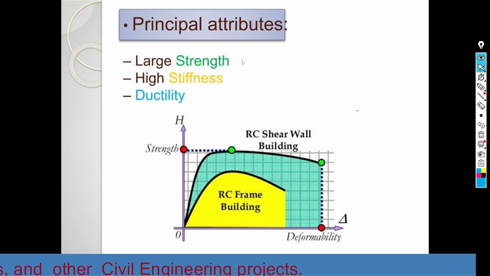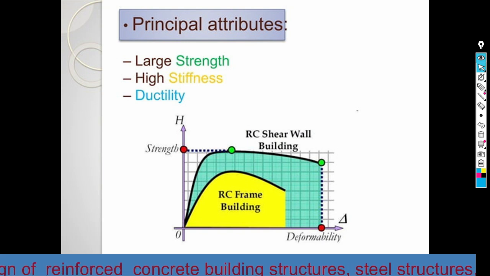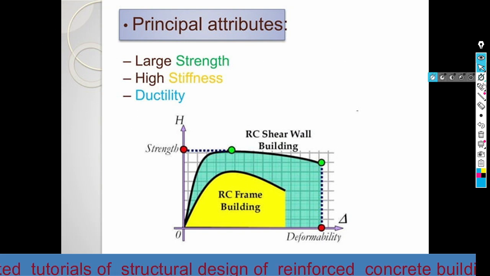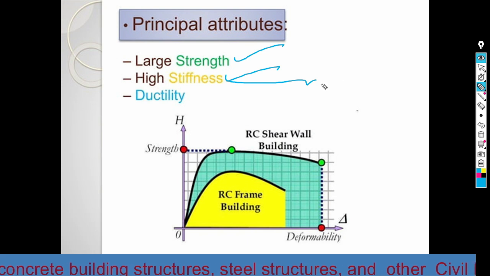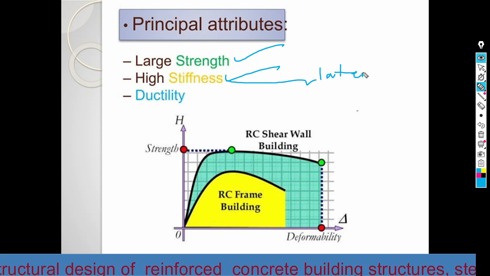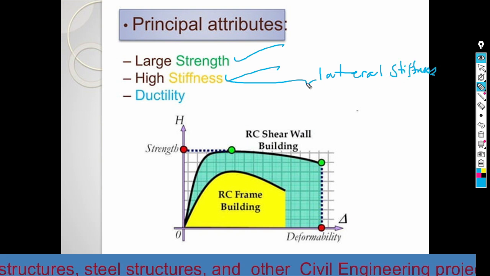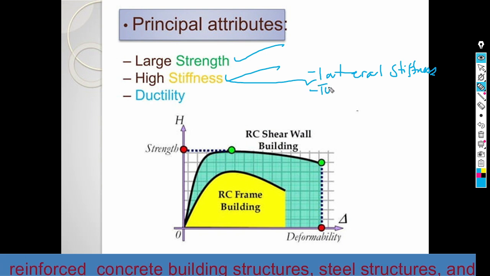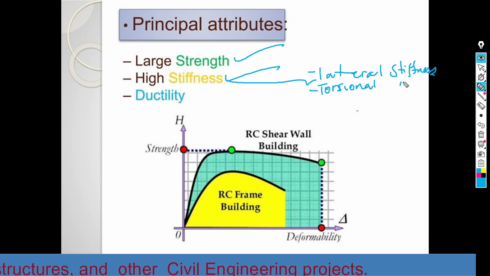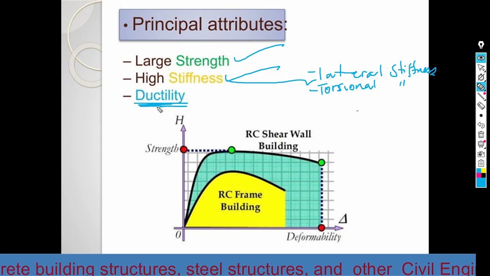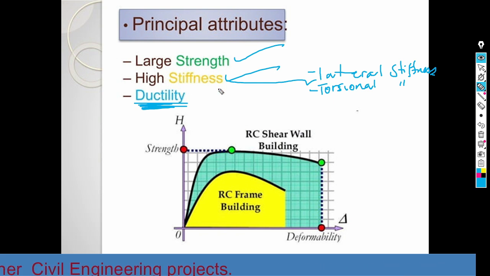And now the main and basic function of shear wall: the first one is for strength. That means it is for strength, and the second one is for stiffness. This stiffness may be the lateral stiffness. It provides lateral stiffness, or torsional stiffness to improve the torsional behavior of the structure. And here we have also that it increases the ductility of the structure. So those are the three basic functions of shear walls.